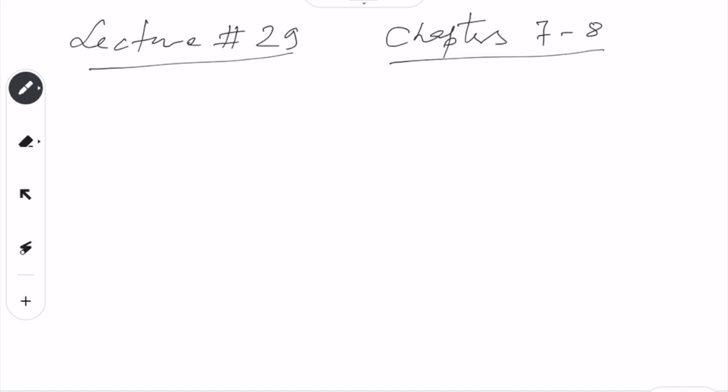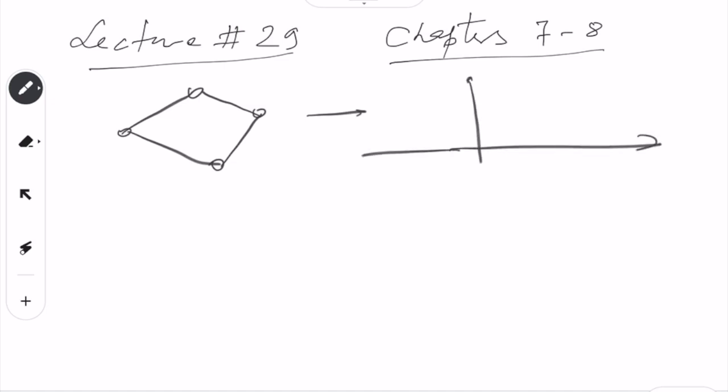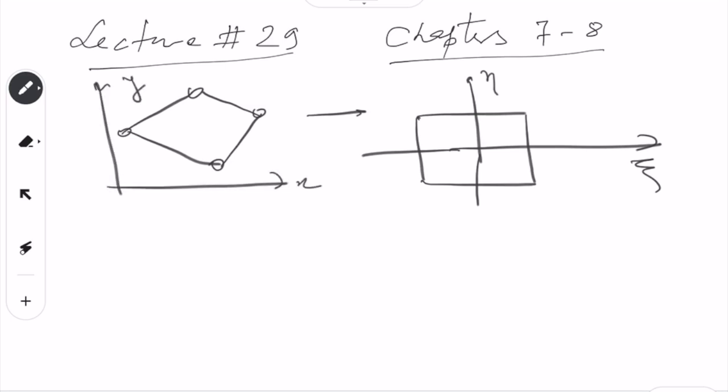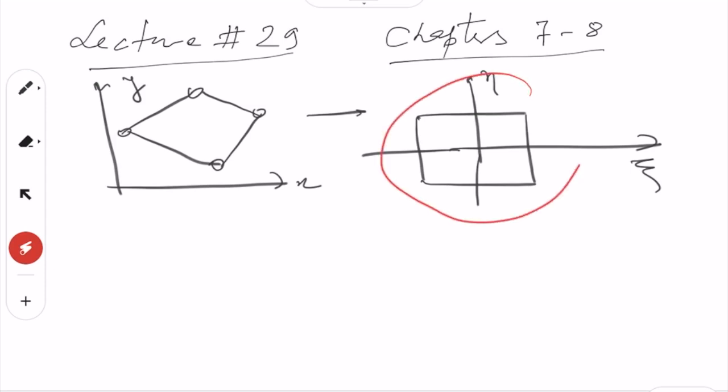However, for this kind of quadrilateral element of arbitrary shape, what we do is convert it into a square element in the xi-eta coordinate system from the xy system. One of the advantages here is integration. We can integrate very easily here. In the other case, integration will be difficult, and this is the main advantage.